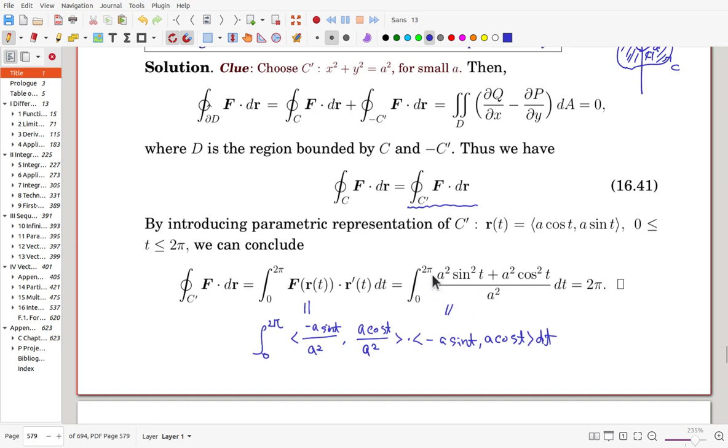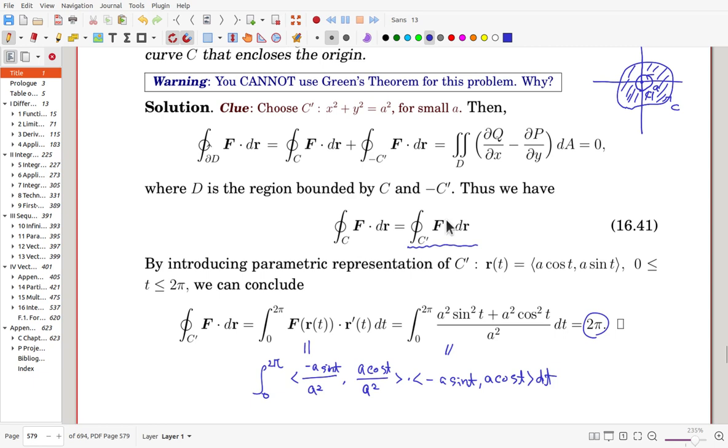Now this whole thing is the same as 1, since sin² plus cos² is 1, and the quotient is a² over a². We have a² in the bottom, so the whole thing is 1. The integral from 0 to 2π of 1 gives 2π, right? So this result is true for an arbitrary curve enclosing the origin. So for an arbitrary curve C, we can get this for all a.